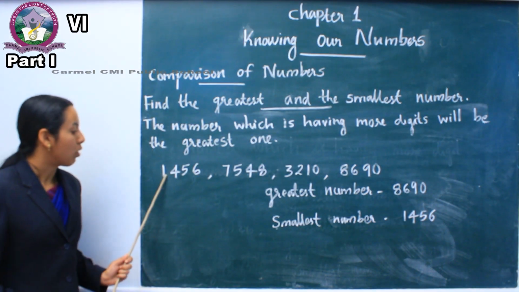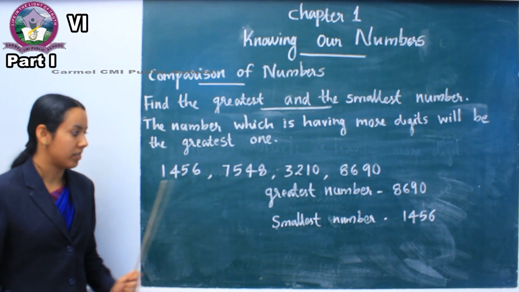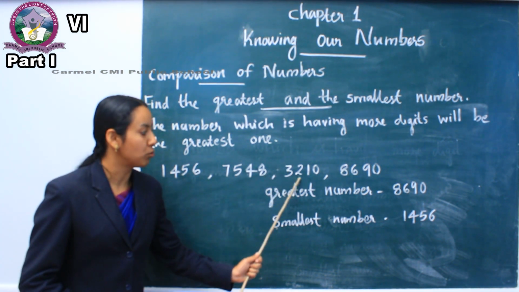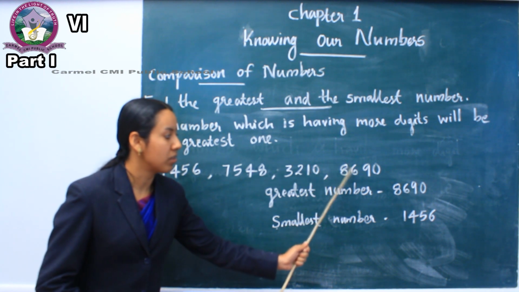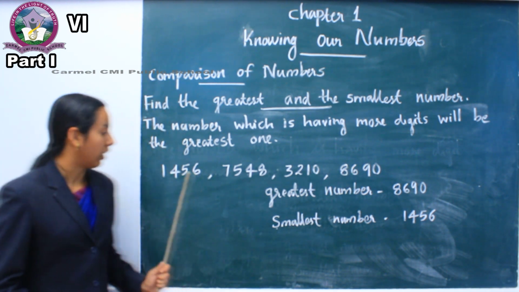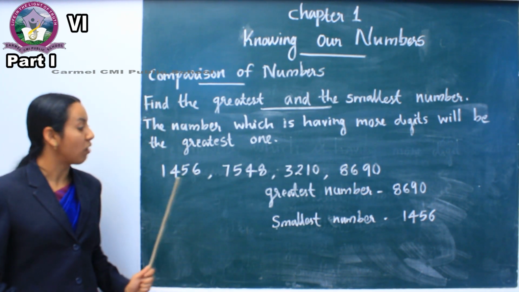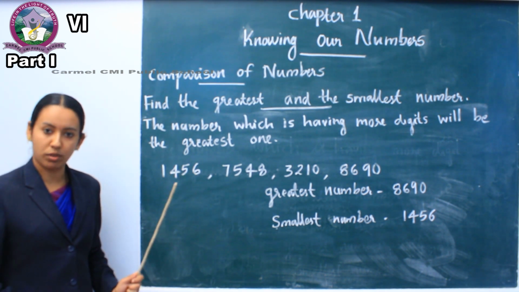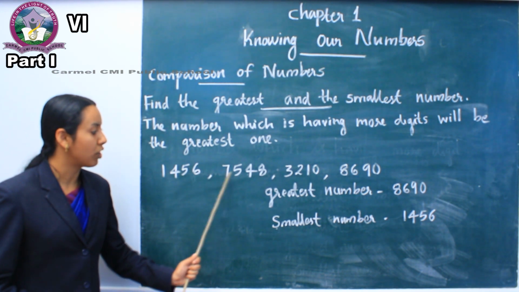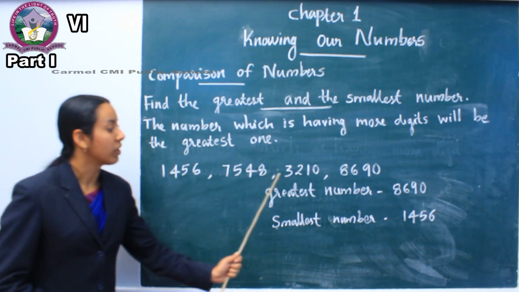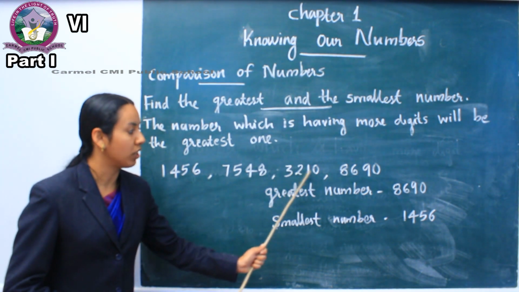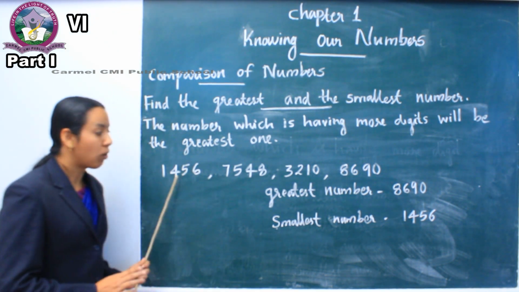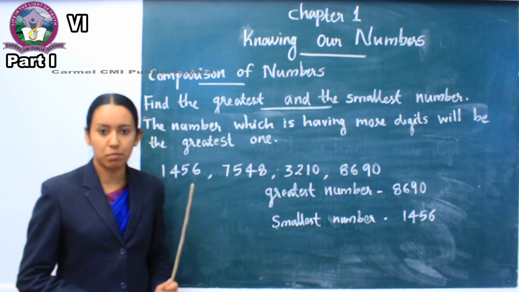Second question: 1,456, 7,548, 3,210, 8,690. Here all numbers have the same number of digits. The first one has 4 digits, the second one 4 digits, the third one 4 digits, and the last one also a 4 digit number. Here all numbers have the same number of digits.